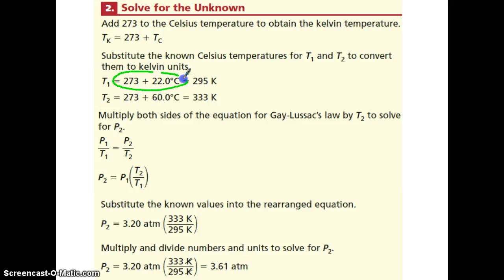First thing I did is I had to add 273, so I'm at 295 where it's at 22, and my temperature rose to 333. Again, jumped up quite a bit, but not quite as drastically as we thought, only about 10%. I had 3.2 atmospheres. That's my P1. Times T2 over T1. Punch in the numbers, and it goes up to 3.6. And that is how you set things up for Gay-Lussac's law.